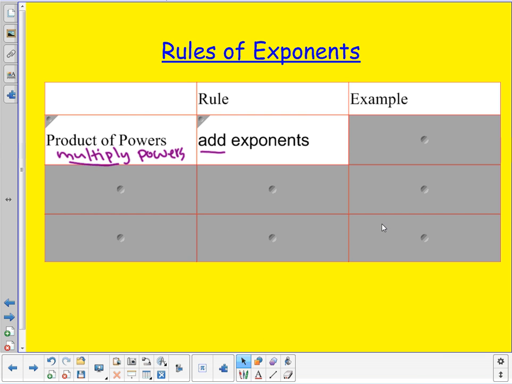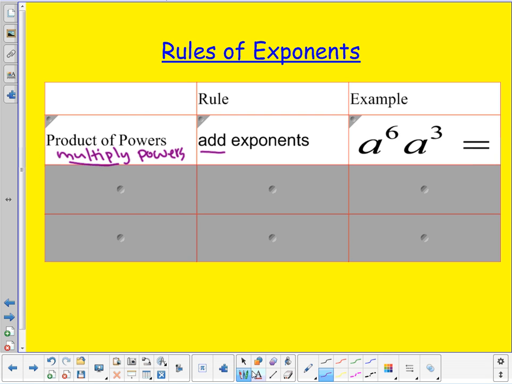For example, if I had something like a to the sixth times a to the third, I add 6 plus 3. This multiplication is implied, by the way, even though it's not there, just like it was before. A to the sixth times a to the third, 6 plus 3 gives me 9. That's a to the ninth.